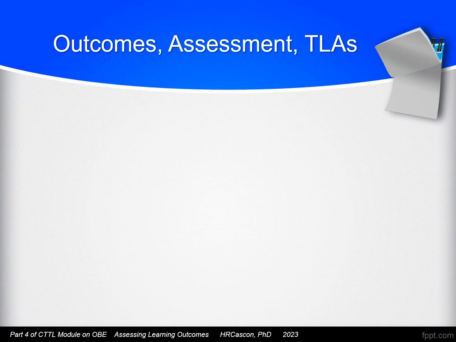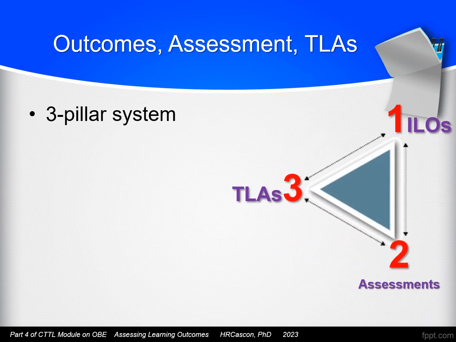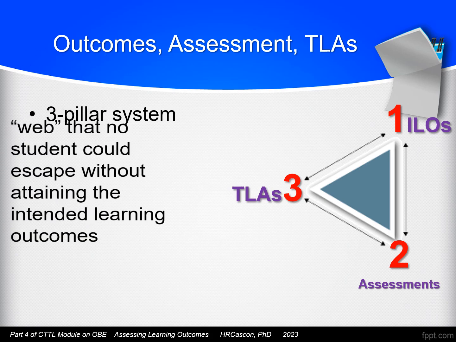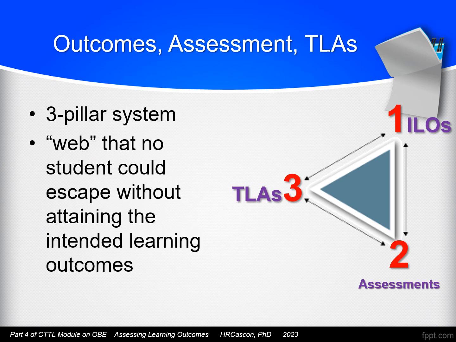In OBE implementation at the course level, there is a three-pillar system composed of 1. Learning outcomes, 2. Assessments, and 3. Teaching learning activities. Assessment should reveal how well students have learned what we want them to learn, while teaching learning activities ensure that they learn it. For this to occur, the three pillars need to be closely aligned so that they reinforce one another. Their proper design and alignment will serve as a web that no student could escape without attaining the intended learning outcome.